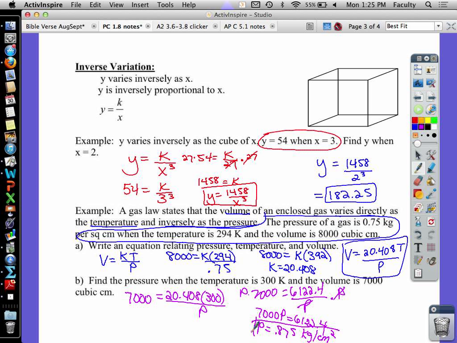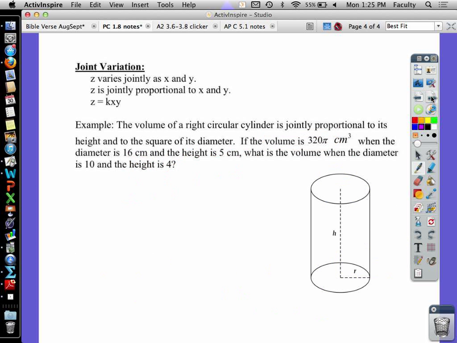Okay, last one. Joint variation. This just means you have 2 or more variables that are in direct proportion. So if z varies jointly as x and y, you would write z equals k xy.